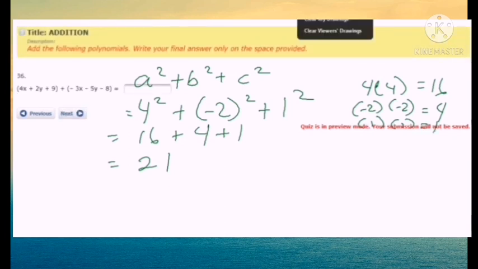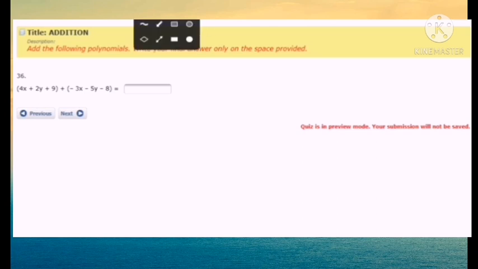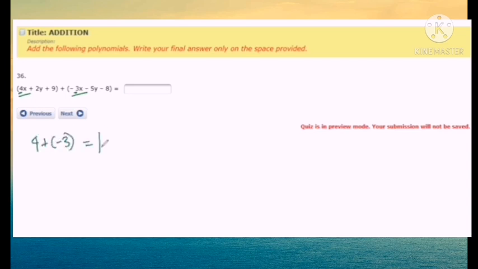Next, we have number 36. You are asked this time to add the given polynomials. So when we add, we are adding similar terms. So 4x here is similar with -3x. So the numerical coefficients are 4 and -3. So 4 plus -3 is equal to 1. So my answer will be 1x, or simply x.